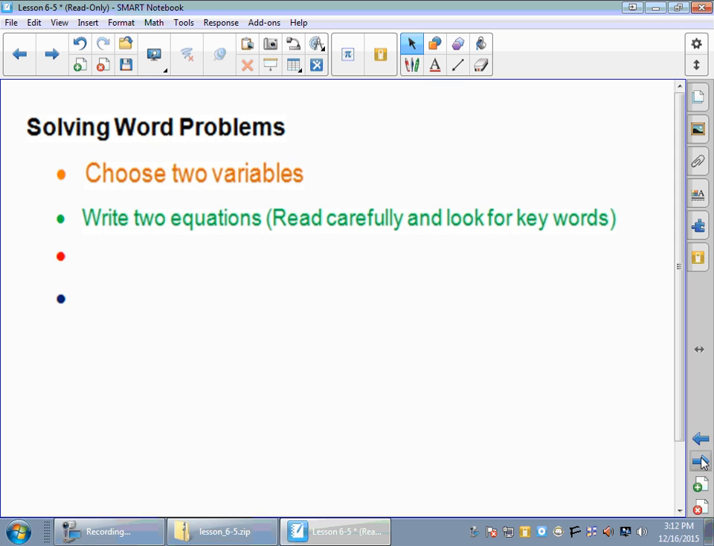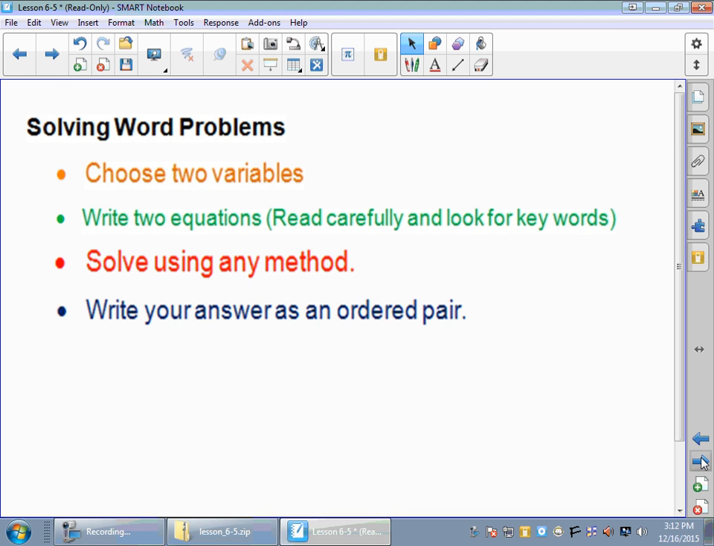Write two equations, read carefully, and look for key words. If you're going to solve for two unknowns, you have to have two equations. You can solve using any method. So once you have your equations, it's best to go back through that chart and figure out which method works best for that scenario. And you're going to write your answers as an ordered pair.